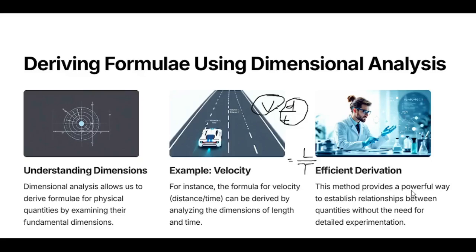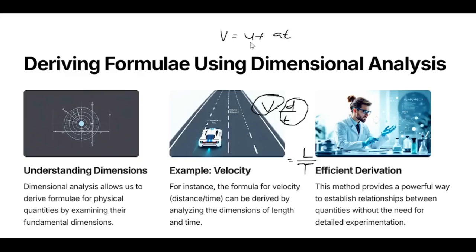This method provides a powerful way to establish the relationship between quantities without the need for detailed experimentation. Let me bring an example of a formula that can tell this better. S is equal to UT plus half AT squared. No, since it's squared, it will become a little bit complicated, so let me use one of the basic ones: V is equal to U plus AT. These are laws of physics, laws of motion.